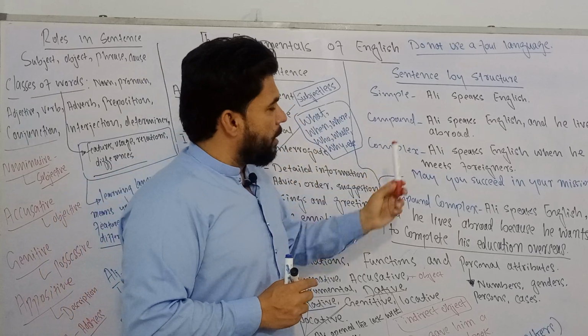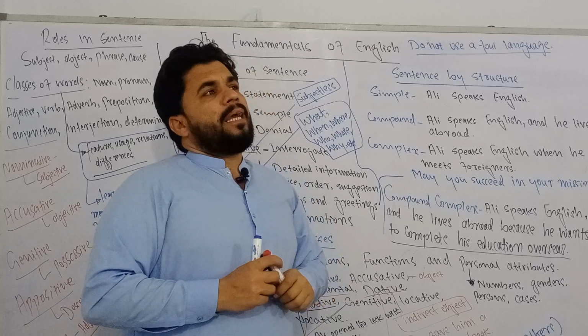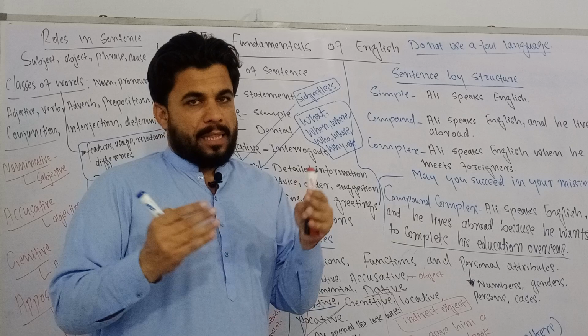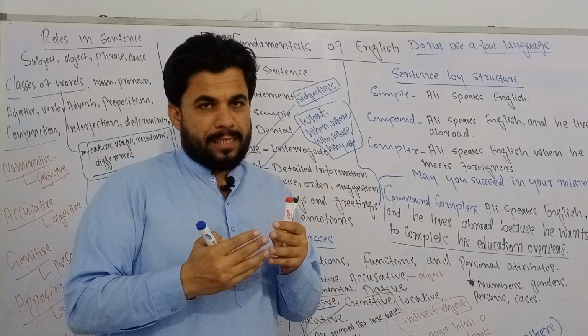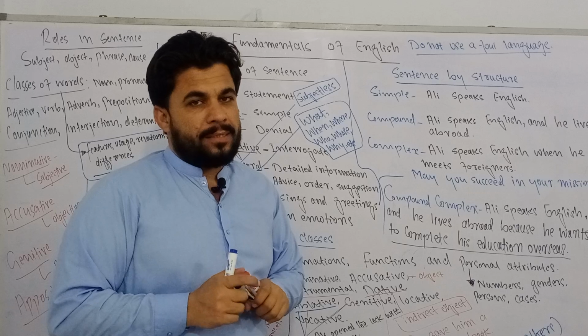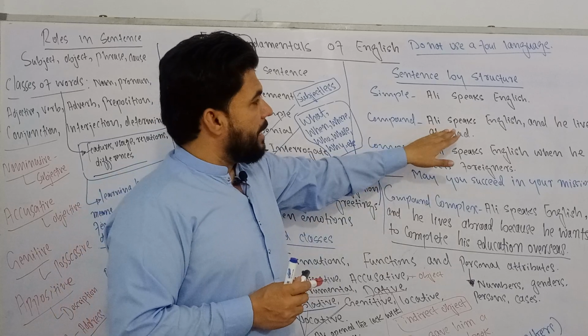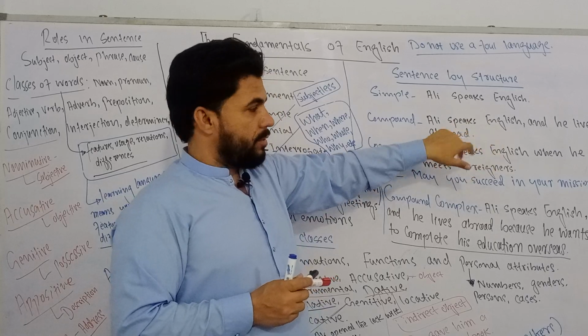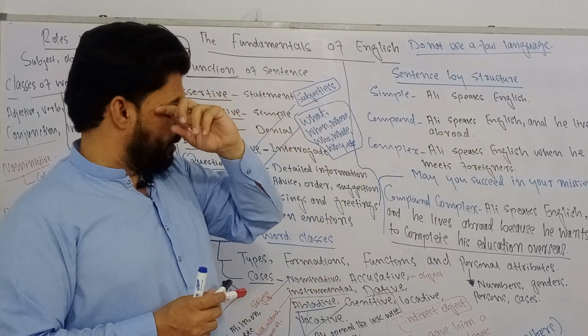And then we have compound sentence. In compound sentence, you have two independent clauses that are connected by coordinate conjunctions. So such sentences are referred to as compound sentences. Ali speaks English and he lives abroad. Now you look at this. So, it's a compound sentence.